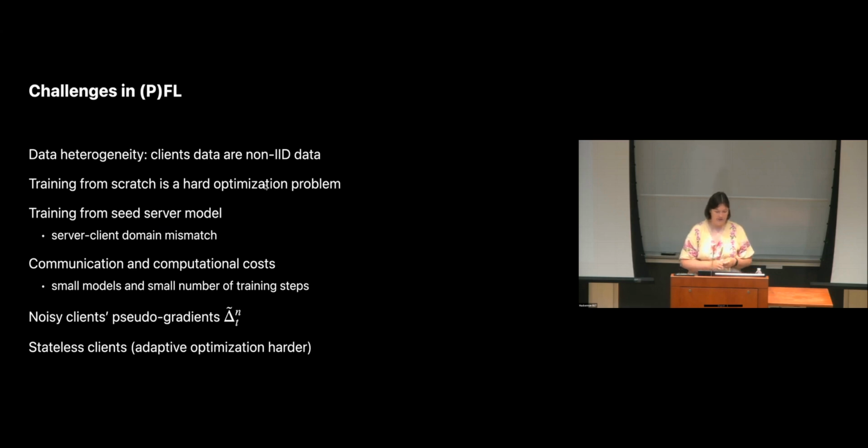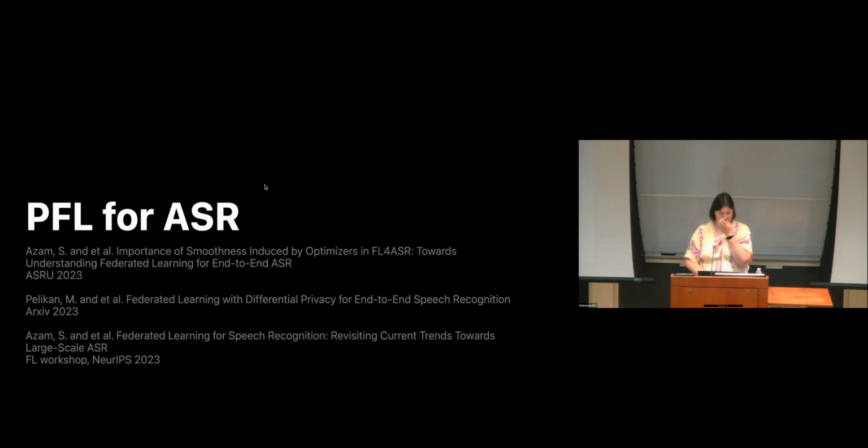So you have a lot of different issues like data heterogeneity, training from scratch versus training from a seed model which is out of domain, also communication, and of course, these noisy gradients for the privacy. So in that sense, it's all very hard. And moreover, the question is how it's working for ASR, and for the models we're using right now, which are less than 1 billion, but still millions of parameters, and it's not clear.